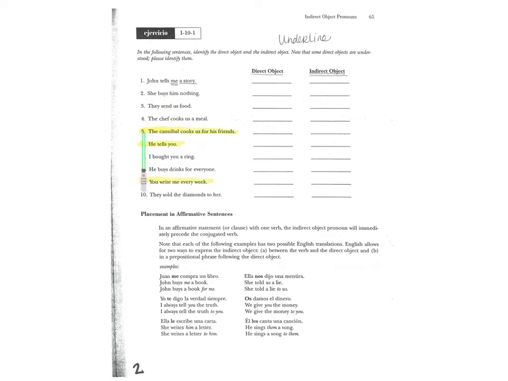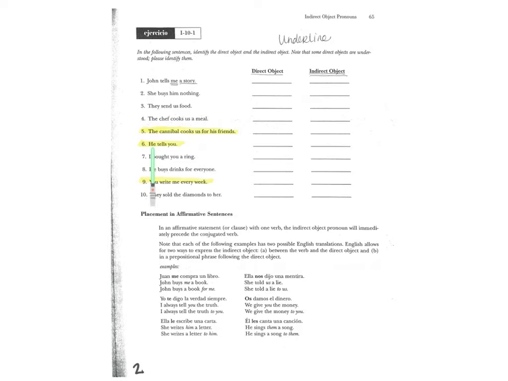I know, kind of strange that number 5 says the cannibal cooks us for his friends. I didn't make these sentences up, just keeping a little spice in life. So, we've got the cannibal cooks us for his friends. Who does he cook for his friends? Us. What or who after the verb is your DOP, and then for his friends is your IDOP. Please make sure you've got for inside of your underline, because if you don't, you have to rewrite that sentence. You've got this funky para hanging out that you have to do something with.